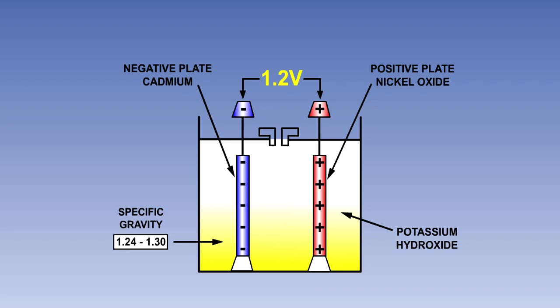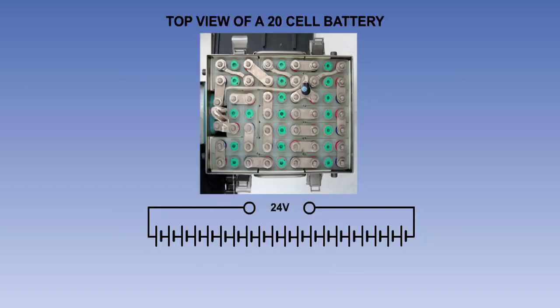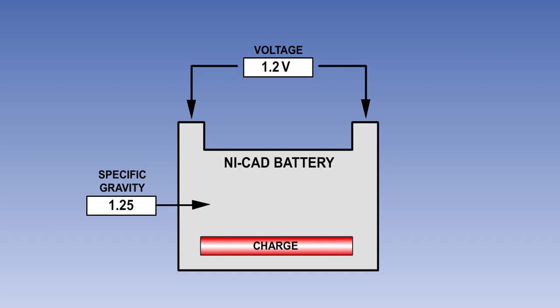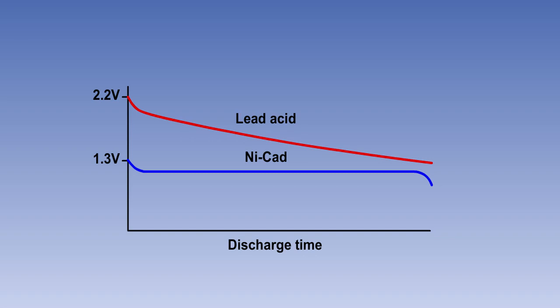The on-load voltage of one cell is approximately 1.2 volts. A 24-volt battery will consist of 20 cells in series and a 12-volt battery of 10. Unlike the lead-acid battery, the voltage variation from fully charged to fully discharged is very slight. Here is a graphical representation of a comparison of a lead-acid battery against that of a NiCad battery during discharge. As you can see, the NiCad battery holds a much more constant voltage during the discharge cycle.